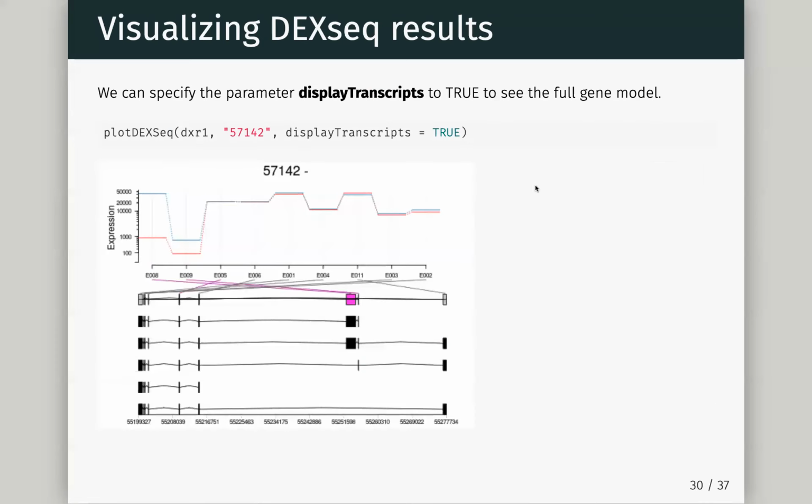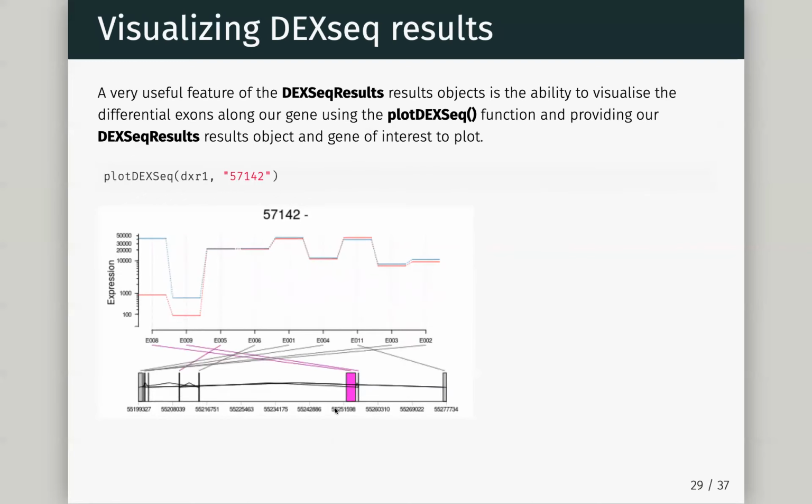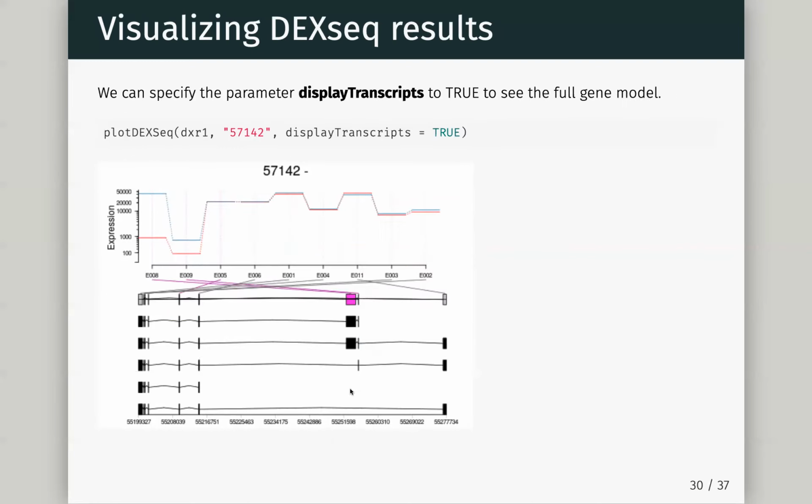So that's a nice example. We had a slightly more complex example, I think, for the second one. If you want to get a bit more detail on the transcripts for this, we can also just put display transcripts equals true on this plotDEXSeq function.